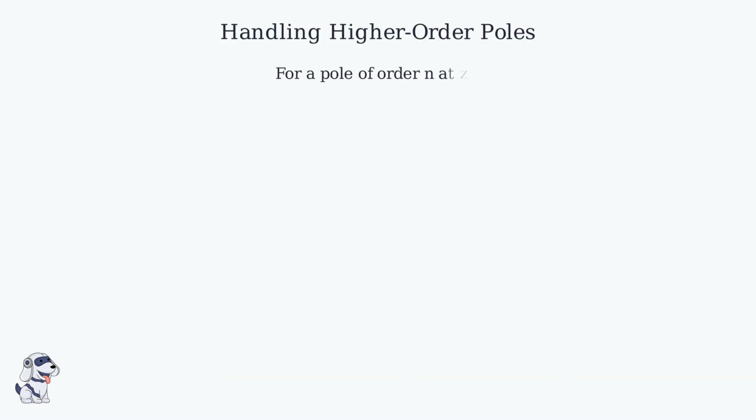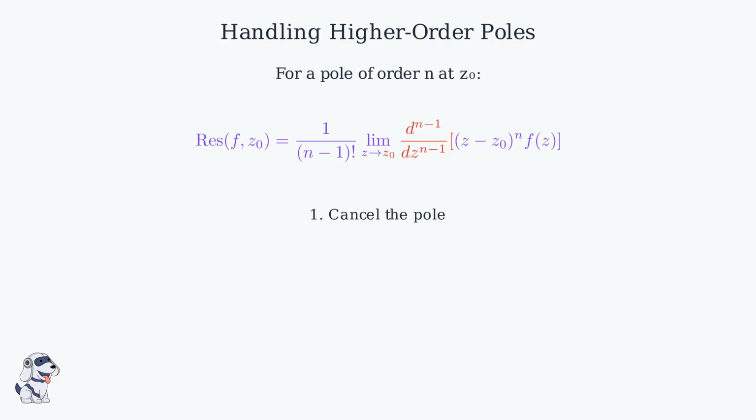Sometimes a pole isn't just a simple point where a function blows up. When a function approaches infinity faster, we call it a pole of order n. To find the residue here, we need a special formula. This looks intimidating, but it is very systematic. First, we multiply by the term that creates the pole to cancel it out. Then we take the derivative n minus 1 times. Think of the pole as a stronger singularity. Where a simple pole is like a mountain peak, a higher order pole is much steeper. This derivative process allows us to extract the specific residue weight hidden within that steepness.